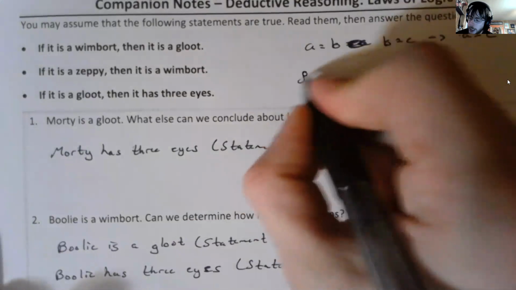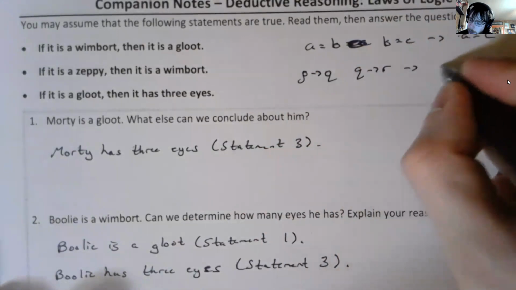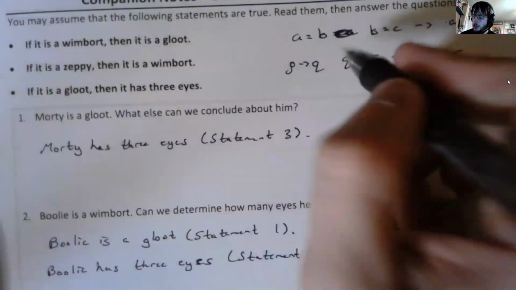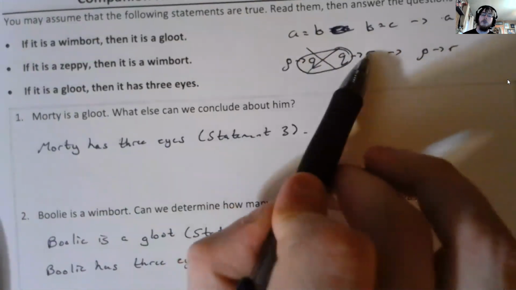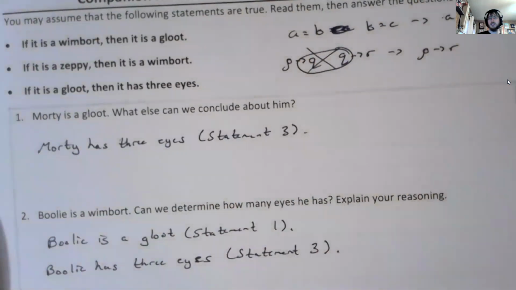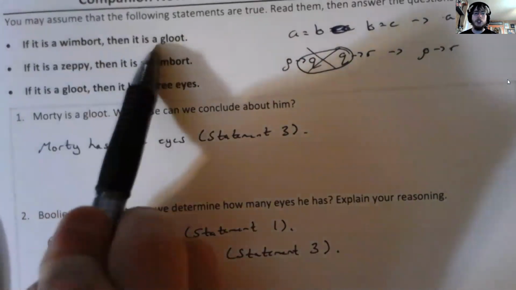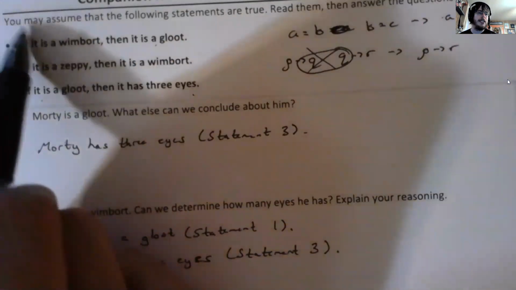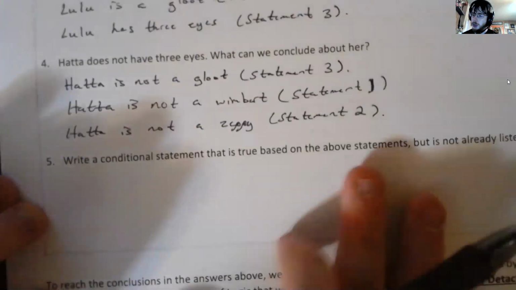So if you had P implies Q and then Q implies R, then we can say that P implies R is true. Basically, we're cutting out that middleman here, right? So we're taking those Q's and we're saying, hey, get out of here. We're just leaving P implies R, okay? Because there's a much simpler way to write it. So, for instance, here it says, if it is a wimboard, then it is a glute. Well, we also said that if it was a glute, then it has 3 eyes. So we could say that if it's a wimboard, then it has 3 eyes. That could be one of the conditional statements that is true.